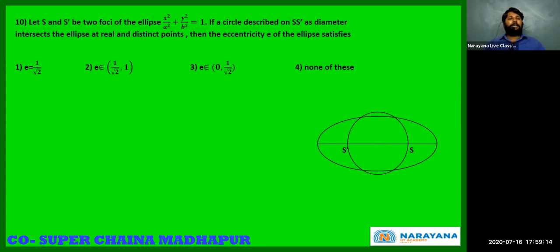Let S and S dash be two foci of the ellipse x square by a square plus y square by b square equal to 1. If a circle described on SS dash as diameter intersects the ellipse at real and distinct points, then eccentricity e of the ellipse satisfies what?